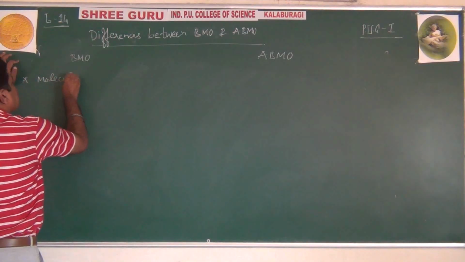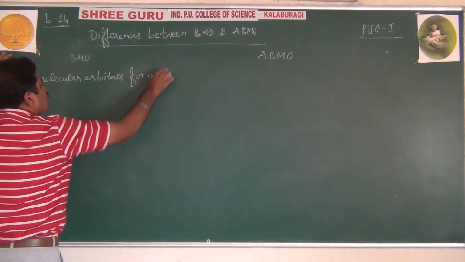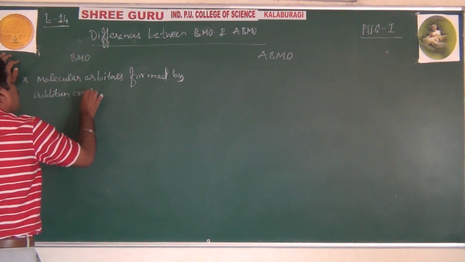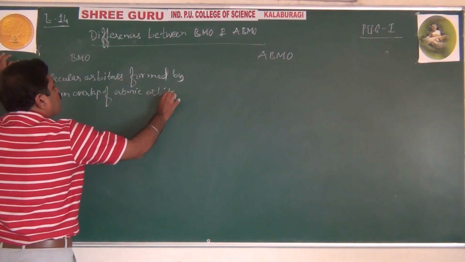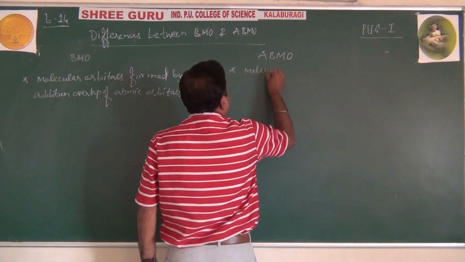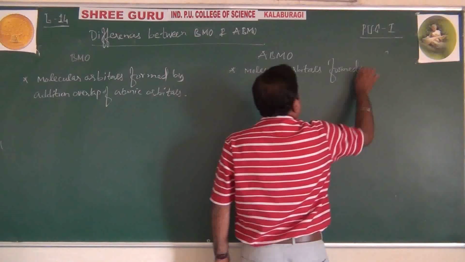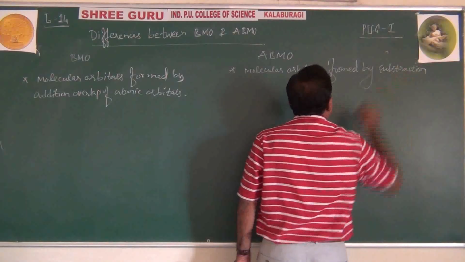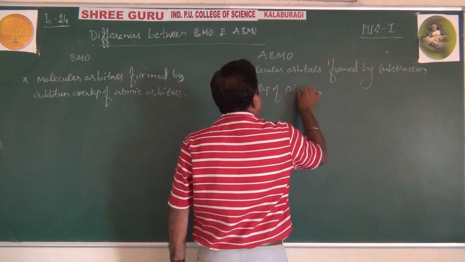Molecular orbitals formed by addition overlap of atomic orbitals or wave functions. Both are atomic orbitals; this is a molecular orbital. In the other, molecular orbitals are formed by subtraction overlap of atomic orbitals.